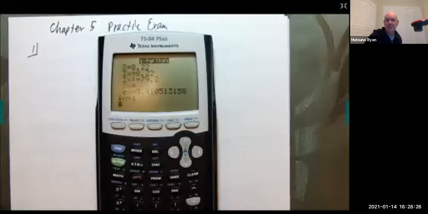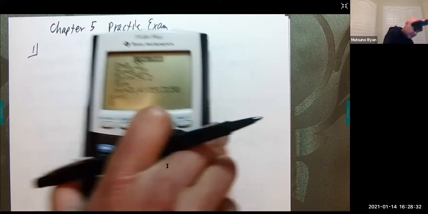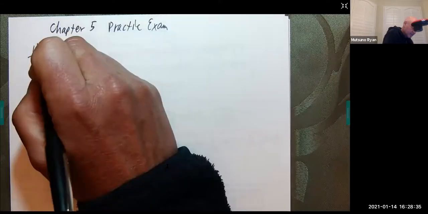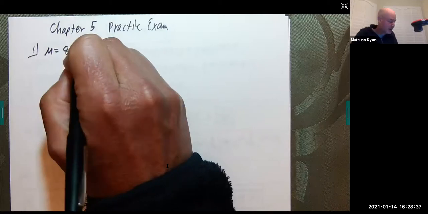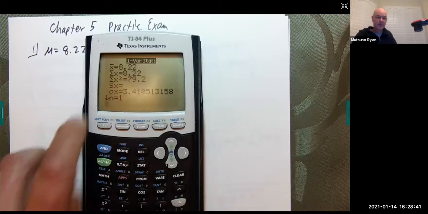Sorry, I lost my screen here for a second. Yeah, so the mean in this case is going to be 8.22. And again, that can be found here under one variable stats.